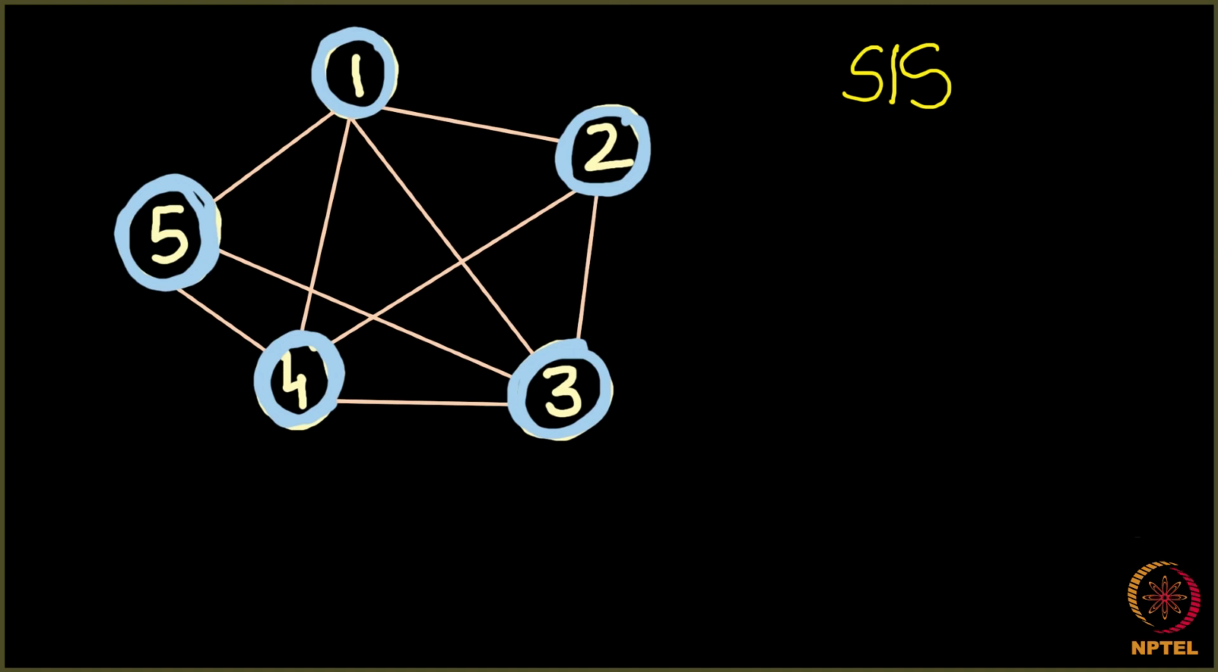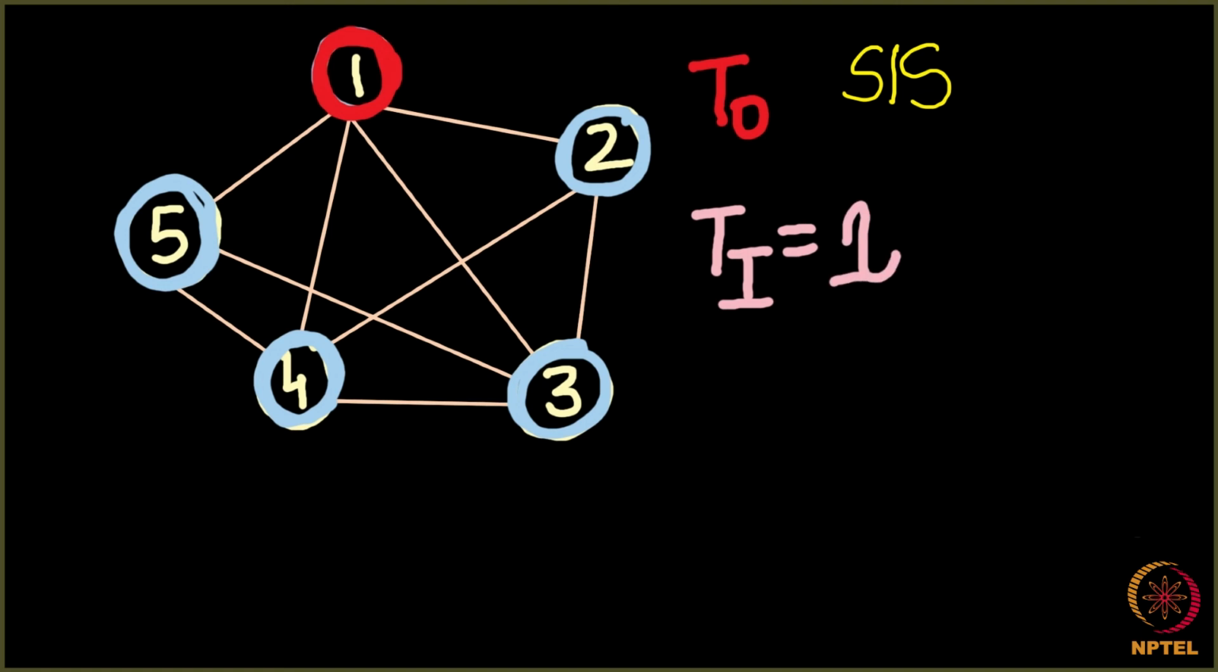Now this is T0, and let's say at T0 an infection comes and infects 1. So our node 1 is now infected with a common cold. And our value of Ti, that is the time period during which a node remains infected, let it be 1. So one node remains infected for 1 day.